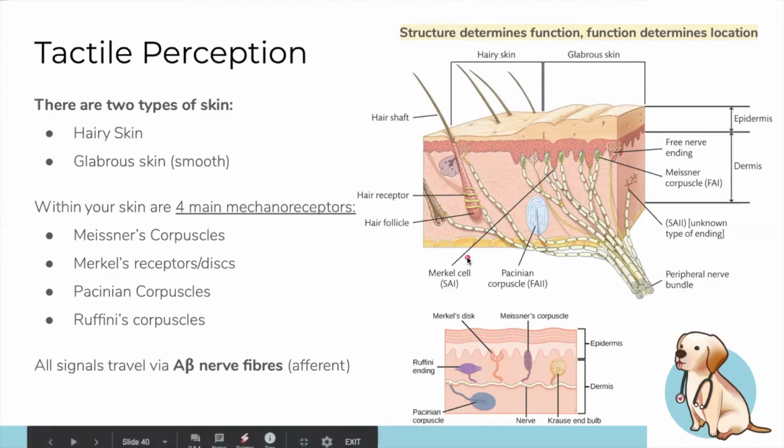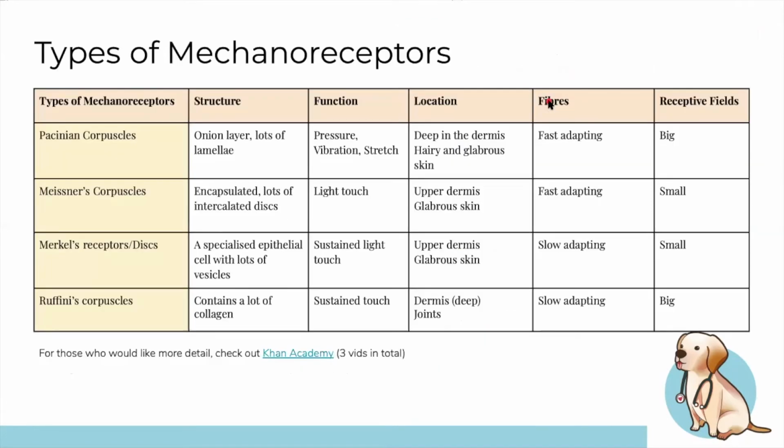So the main thing to remember is that your structure will determine the function, and then the function is going to determine the location. There's basically a table on the next slide that summarizes it all, so I might flip back and forth between the two slides to pull everything together. So we'll start off with Pacinian corpuscles. This is going to be the onion-shaped one.